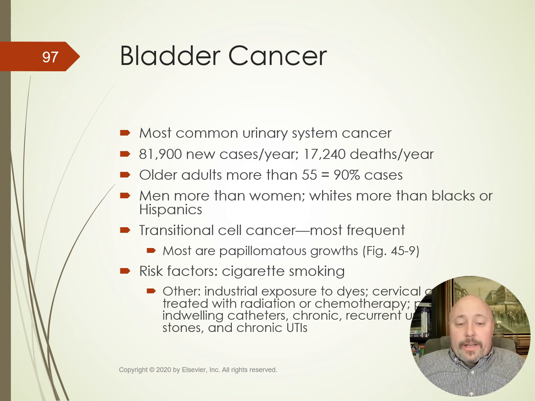Moving on to bladder cancer, it is the most common urinary system cancer, with 81,900 new cases diagnosed each year and 17,240 deaths. They occur more commonly in older adults, those aged over 55 accounting for 90% of cases. Transitional cell cancer is the most frequent, and risk factors again include cigarette smoking, as well as industrial exposure to dyes and other chemicals.